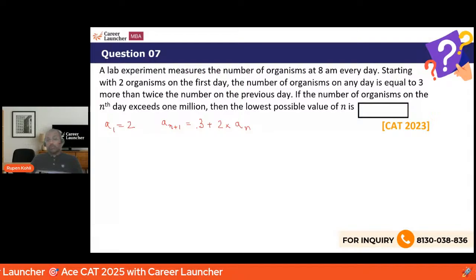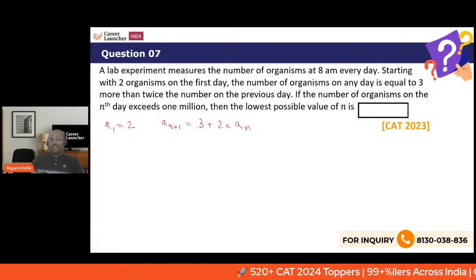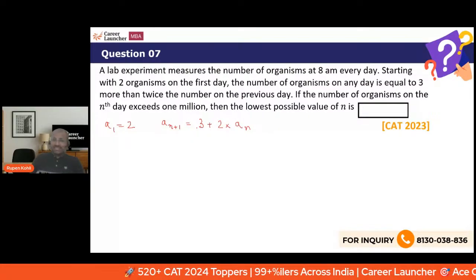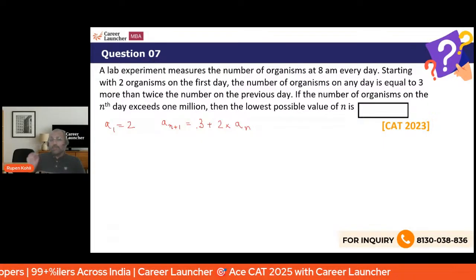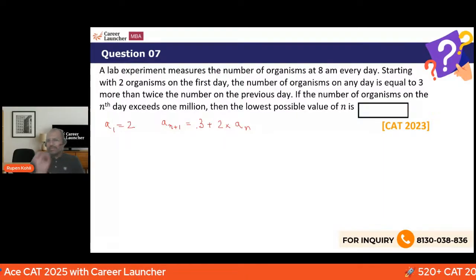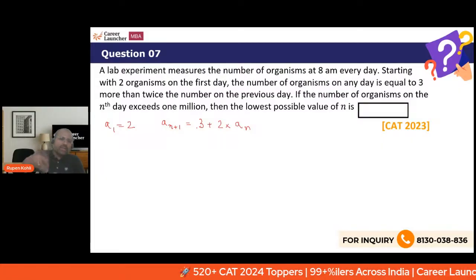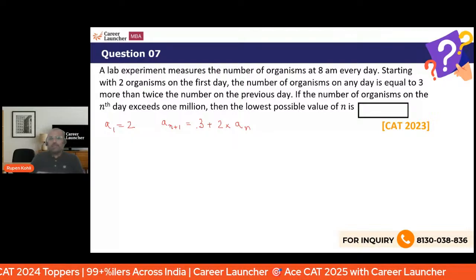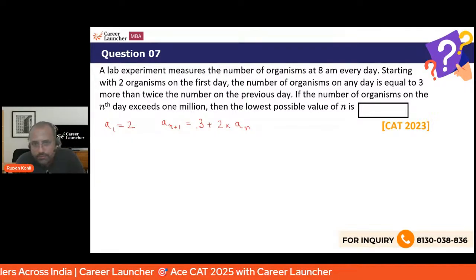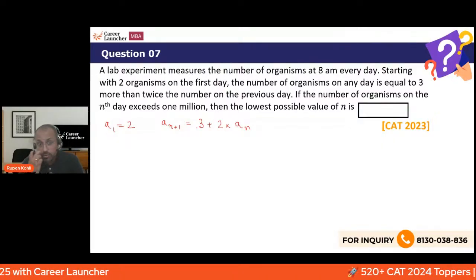Now the question is, however, not something like a cakewalk this time, because he's asking us if the number of organisms on the nth day exceeds not a very mild value, but a staggering value of 1 million. A million is 10 lakhs, 1 followed by 6 zeros. And you're just starting with 2 organisms on the first day. So obviously it's a huge value to reach. We cannot manually start writing the terms and check when it crosses 1 million. We have to find the lowest possible value of n, meaning on which day the organisms cross a million.